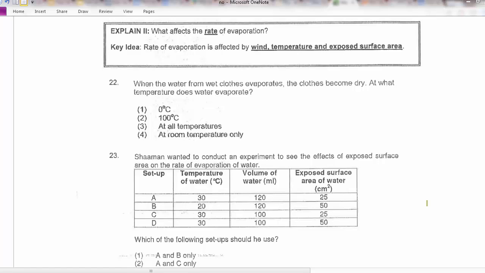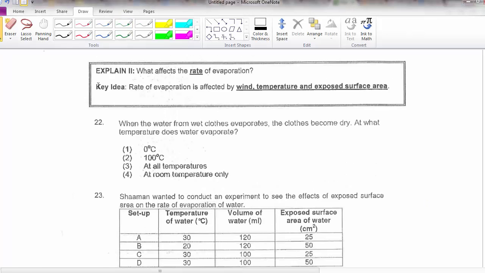Now in this key idea, we are looking at the rate of evaporation is affected by wind, temperature, and exposed surface area. So the following questions will rely on this key idea. So recall that the rate of evaporation is affected by wind, temperature, and exposed surface area. So let's look at question 22.